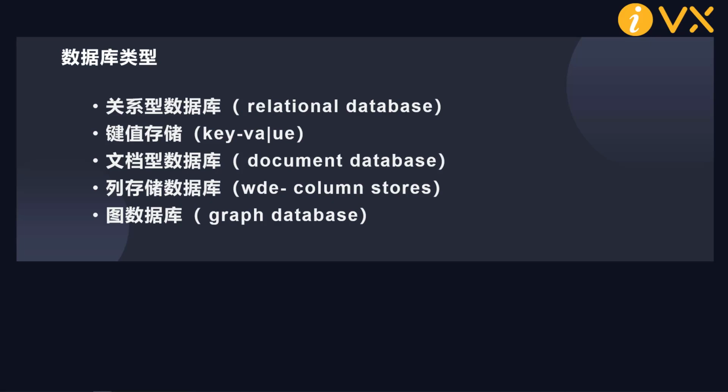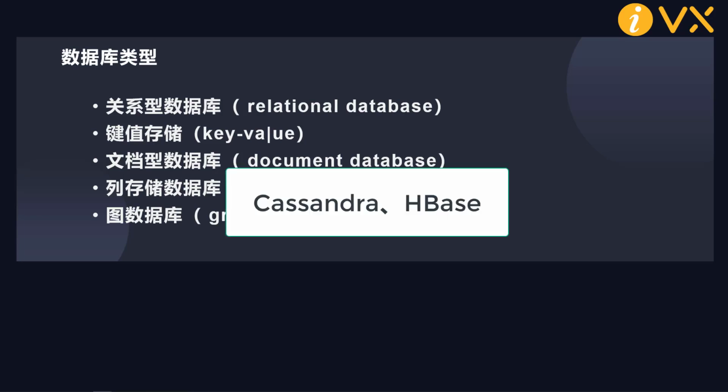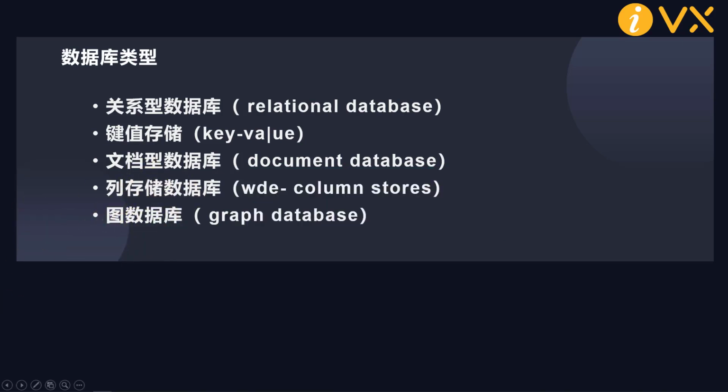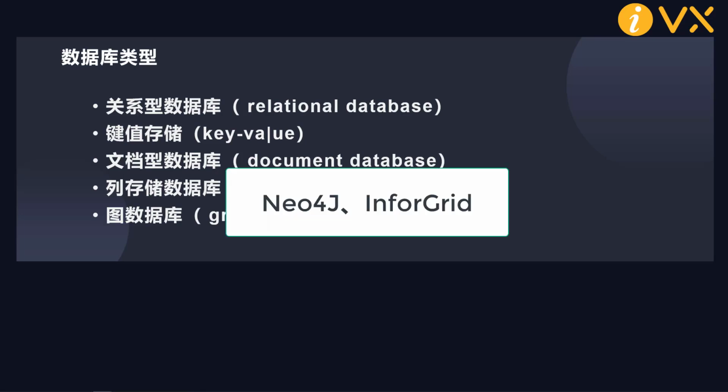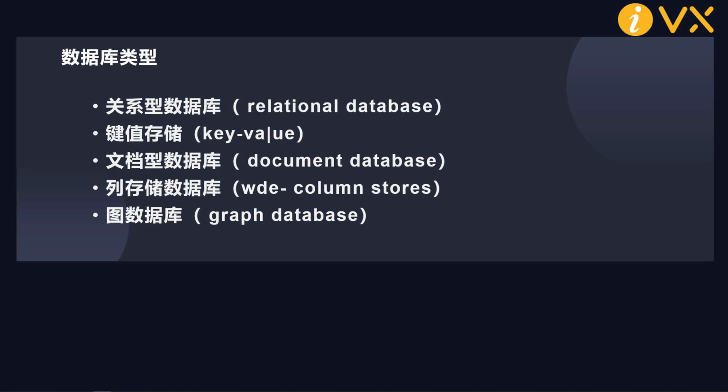Then there is our column storage database. The column storage database stores data in column families. A column family is often used to query relevant data together. For example, we often query a person's name and age rather than his salary. In this case, we will put his name and age in the same column family, and put his salary in another column family. This kind of database usually corresponds to the massive data stored in distributed storage.